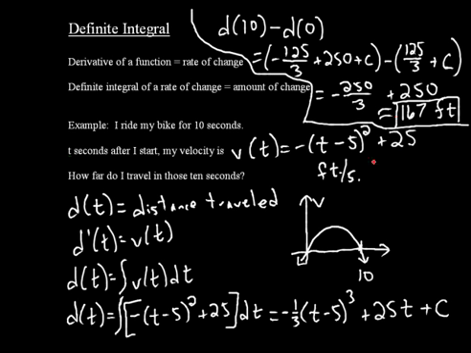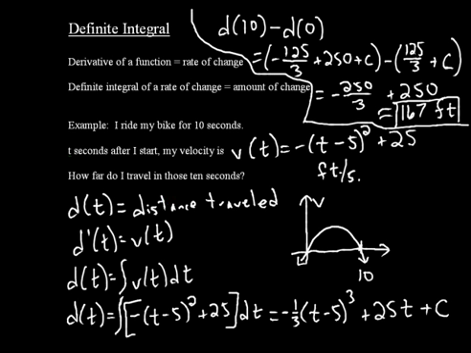Okay, so what was our process here? Our process was to find the distance traveled. We took the antiderivative of velocity to give us a distance function. That was right here. And then we subtracted values of the distance function to see how much the distance traveled changed, to see how far we traveled in that particular time frame.